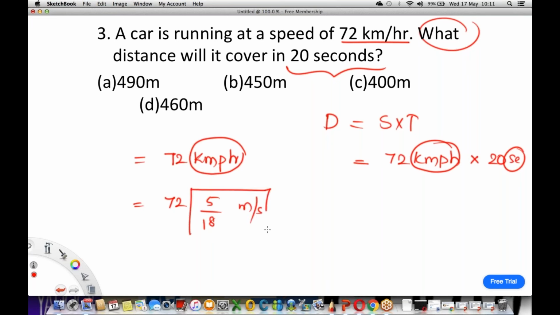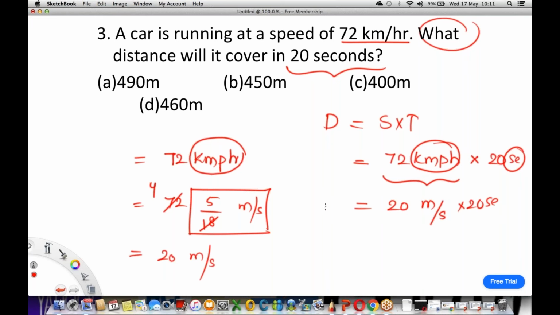I can replace kilometer per hour with this. 18 fours 5 into 4 is nothing but 20. So this is giving a result as 20 meter per second. So instead of 72 kilometer per hour, I'm writing it as 20 meter per second into 20 seconds. Anyway, seconds get cancelled. So I can say distance will be equal to 20 times 20, that is equal to 400 meters. So the distance is 400 meters, option C. I think it's very clear. We'll go for the next.